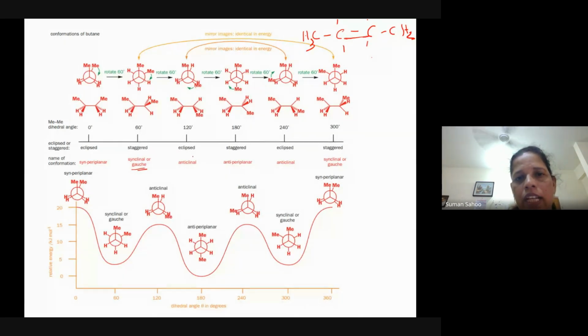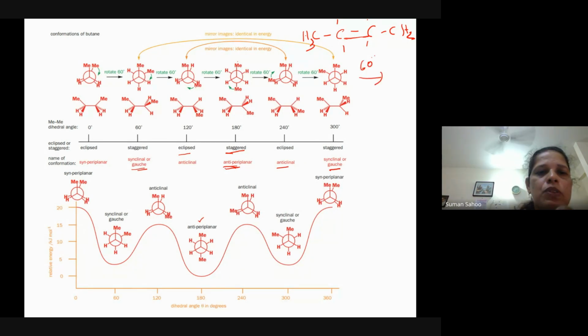So next comes the eclipsed conformation again, then staggered. And in this staggered conformation, this methyl and this methyl are just opposite to each other, so that is known as anti-periplanar. This has the lowest energy, the staggered conformation, which is also named anti-periplanar. If you rotate it again, it will go to an eclipsed conformation, that is anticlinal, and again that goes to a staggered gauche. Again, when you rotate it 60 degrees, it comes to eclipsed.